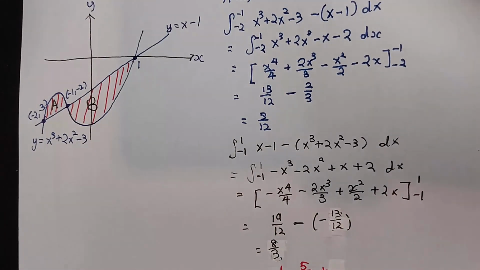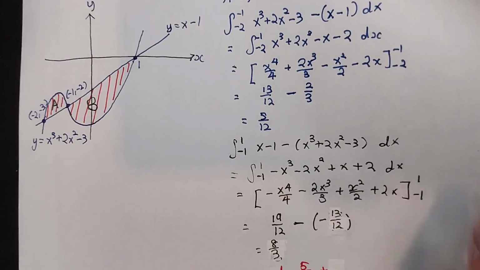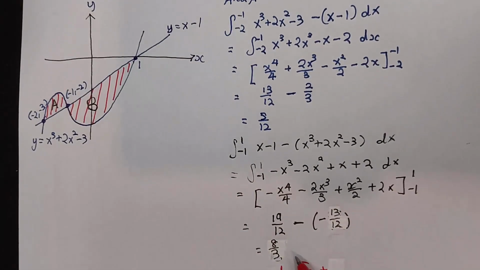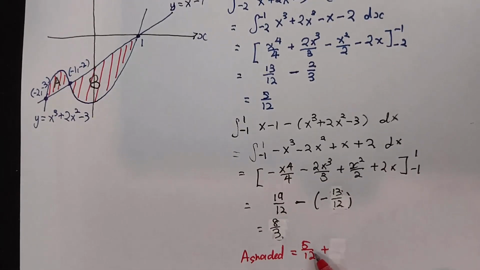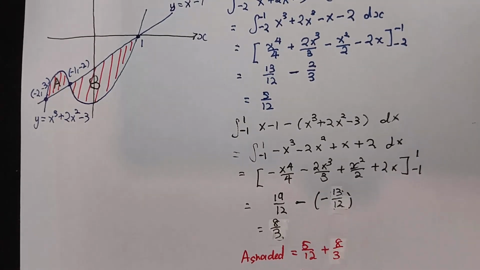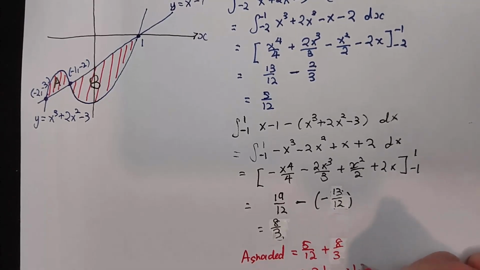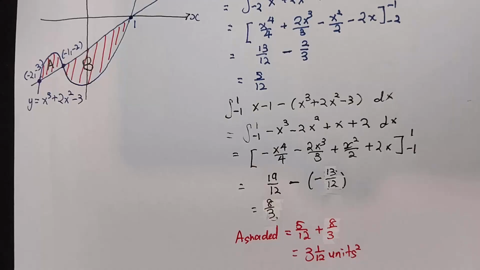So to find the shaded area, we will need to add the area of A with the area of B. So that will be 5/12 + 8/3, which will give us 3 and 1/12 square units. And that's the end for this topic.